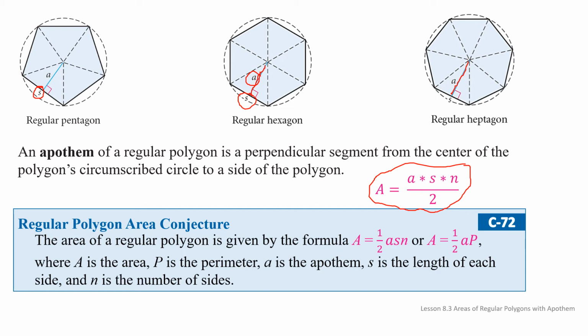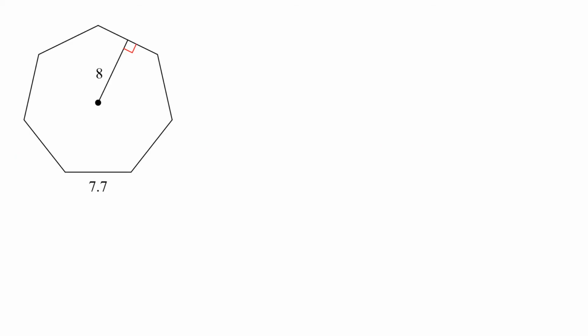Tomorrow we're going to talk about finding the area of a regular polygon when we don't have the apothem, and how we're going to use trig to help us out with that. So let's look. Here I have what looks like a heptagon. It looks like it's got 7 sides.